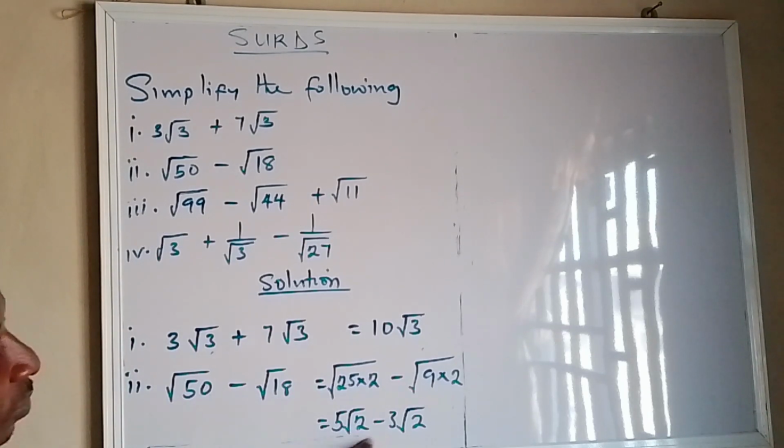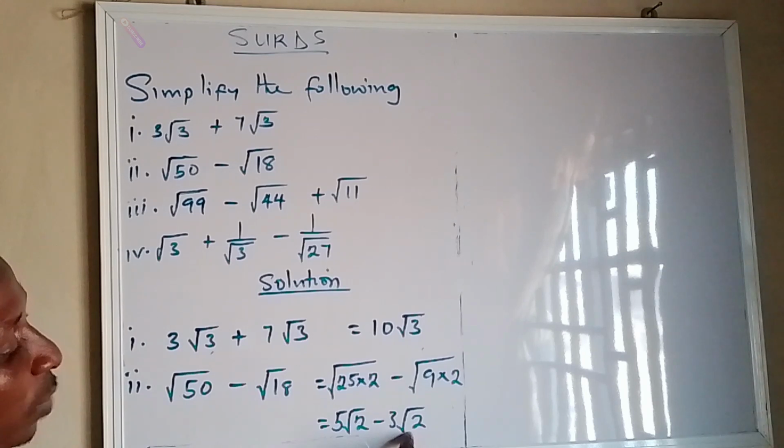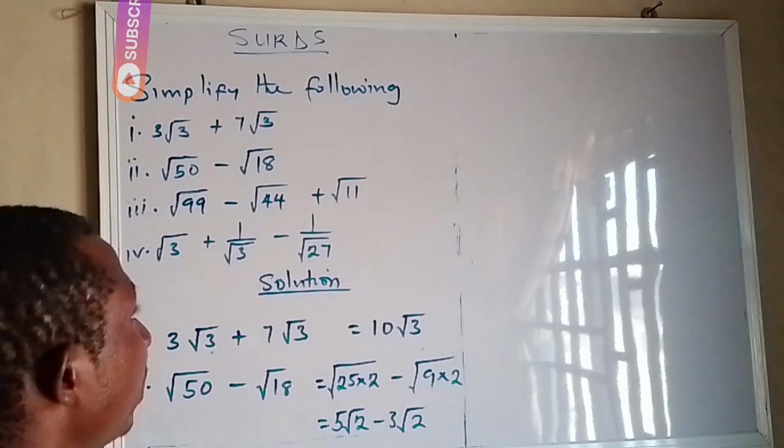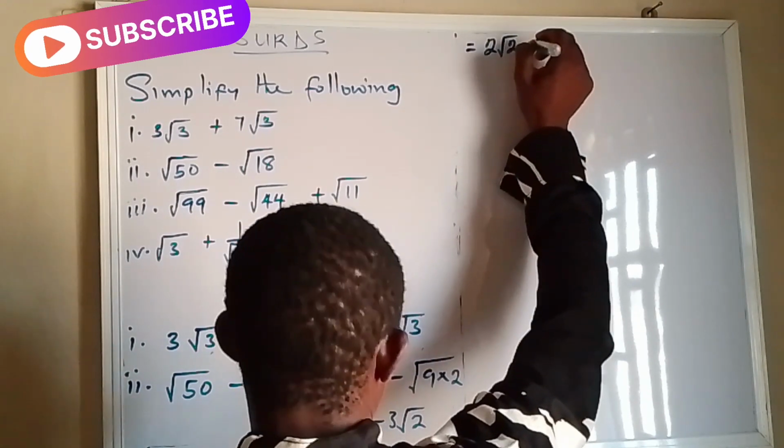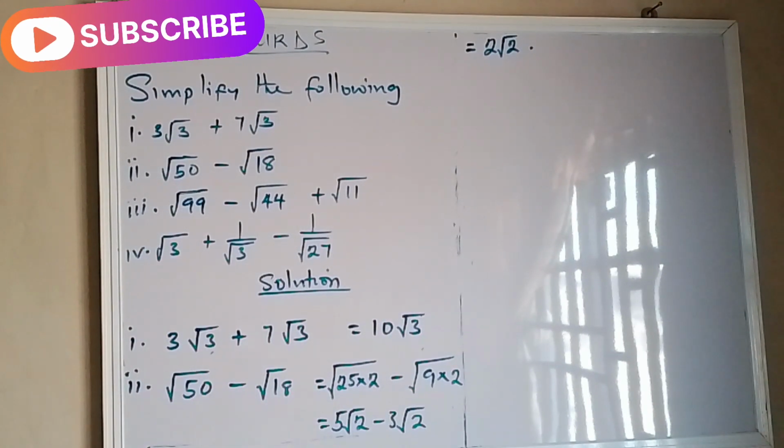Alright, so we now have how many square root of 2 here? 5. So we are removing 3 square root of 2 from 5 square root of 2. So that means the answer will be 2 square root of 2. Okay, so that's the answer to the second one. Let's look at the third one.